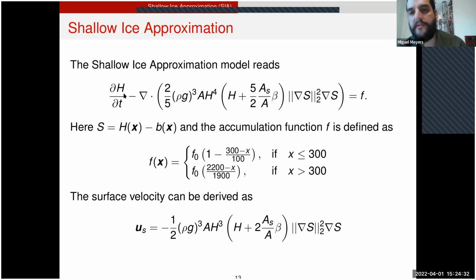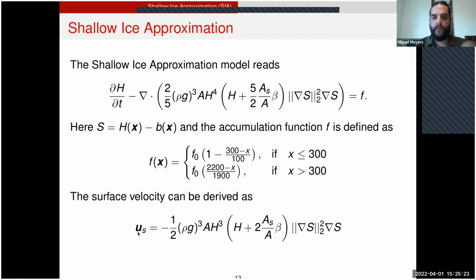So as I said, it's an evolution equation, or a conservation equation, for the height or for the thickness of the glacier. And here, as you can see, I'm leaving my S in there, and I'm doing that on purpose because S is just H minus B. B is the basal topography, but the thing is that we're not that concerned with the forward problem, right? Because the information that we have is the surface topography. So this is going to be known, and the velocity.